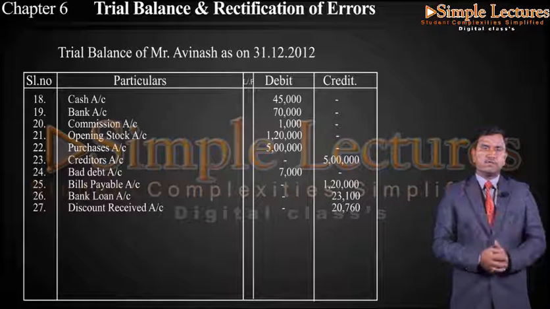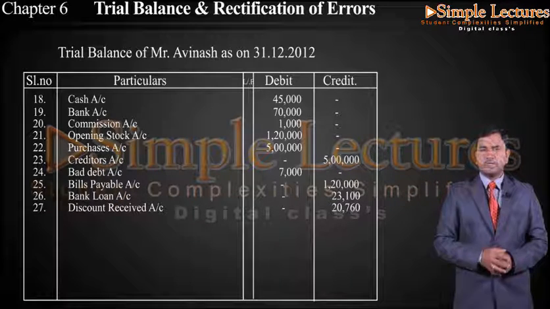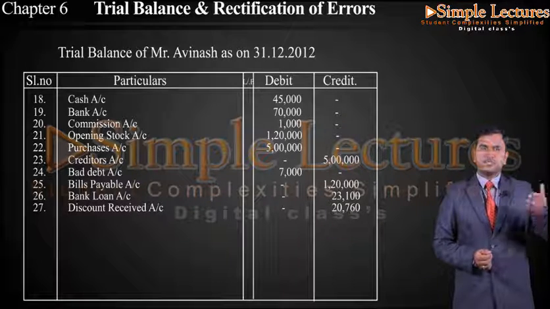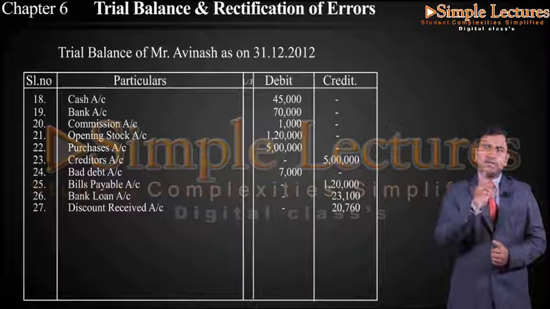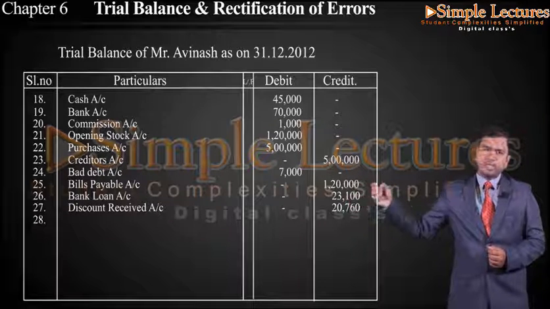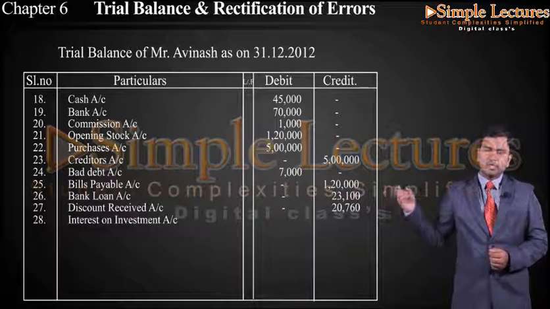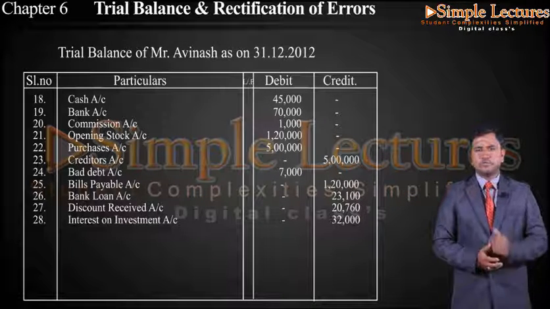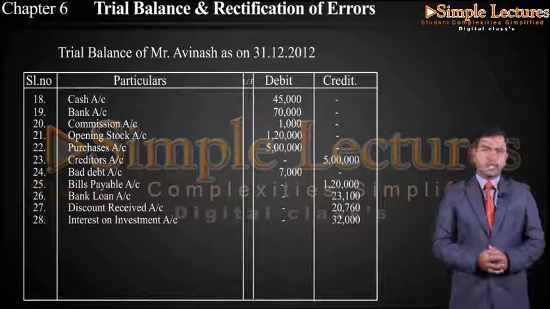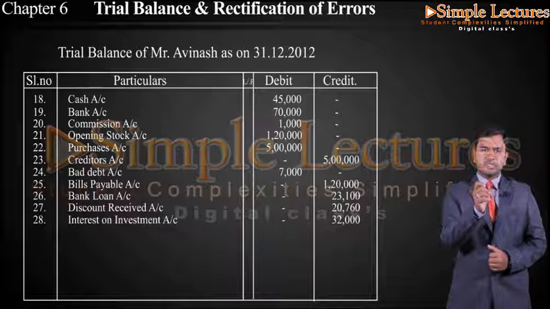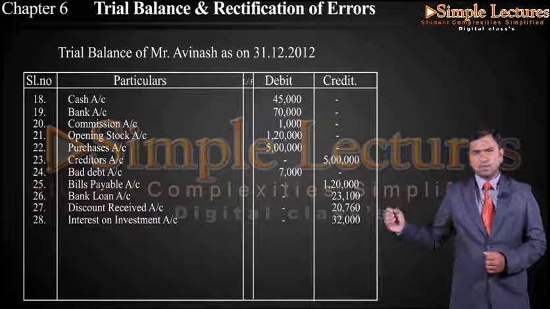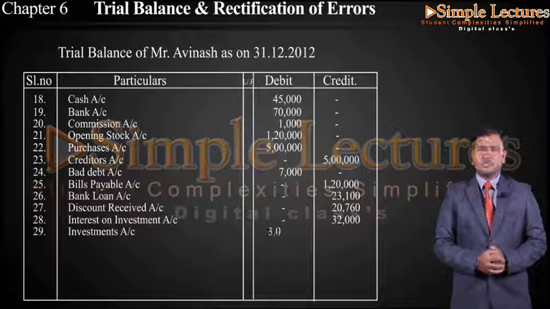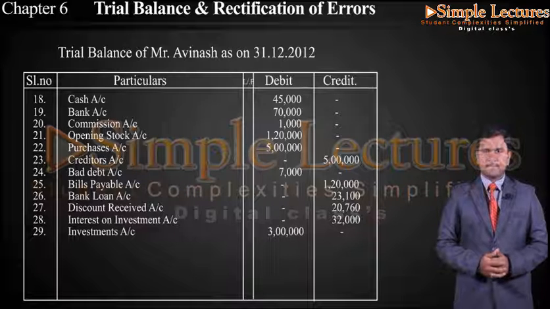Then we have serial number 28, interest on investment account 32,000. On the investment we have made, we are receiving interest, which is an income. So serial number 28, interest on investment account in the credit column 32,000. Then serial number 29, we have investment account 3 lakh. Investment is nothing but an asset which should be recorded in the debit amount column. So serial number 29, investments account in the debit amount column 3 lakh.